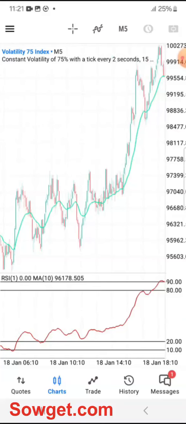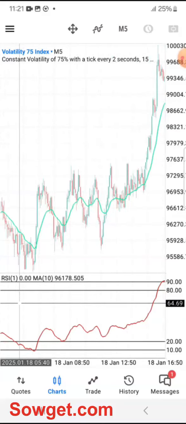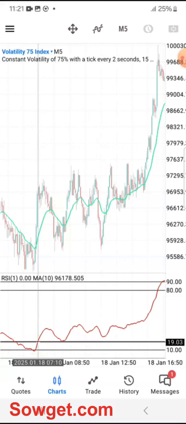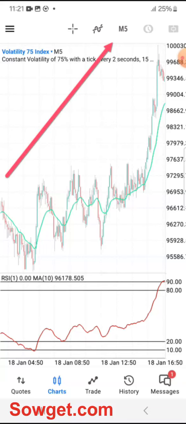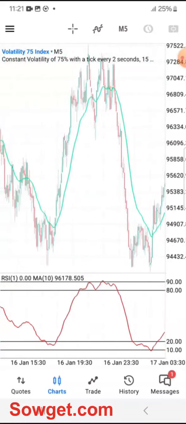Okay, you see we have another signal here. When the red moving average went below 20 here, it went below 10, then it came above 10. You can see the crossover occurred at this green moving average here. So you can just simply enter your buy trade here, and you can see how high the trend went. Let me show you another signal again before I conclude the video.